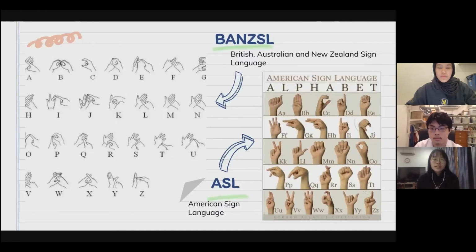So as you can see, American Sign Language uses only one hand to spell its alphabet, while British, Australian, and New Zealand Sign Language use two hands to spell the alphabet. But despite these minor differences, they're still quite similar. So there shouldn't be any problem in terms of communication, and you can still rely on body language and facial expressions to communicate.